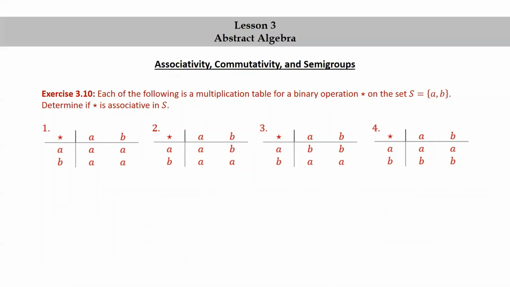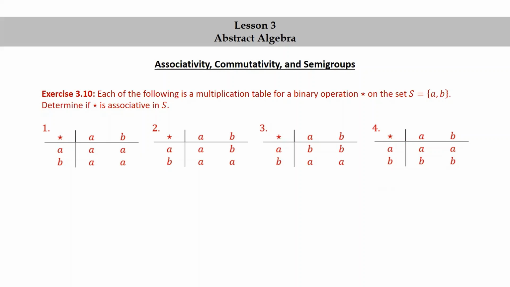Let's try an exercise. Each of the following is a multiplication table for a binary operation star on the set S equals {A, B}. Determine if star is associative in S. Now's a good time to pause the video, try these problems yourself, and then resume the video to check your answers against mine.